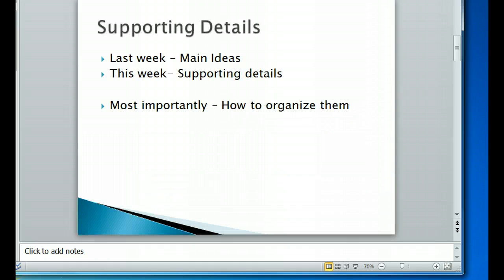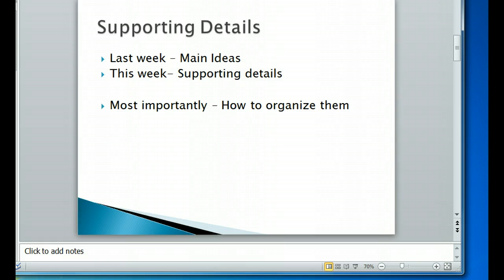This week we're concentrating on supporting details. Last week we looked at main idea. Well, supporting details are what are going to tell you the important information about main ideas, but most importantly, we're going to learn how to organize the main ideas and supporting details.